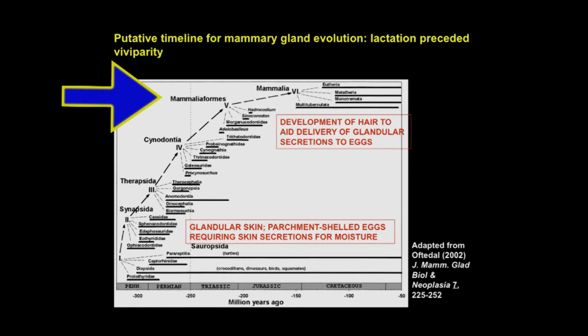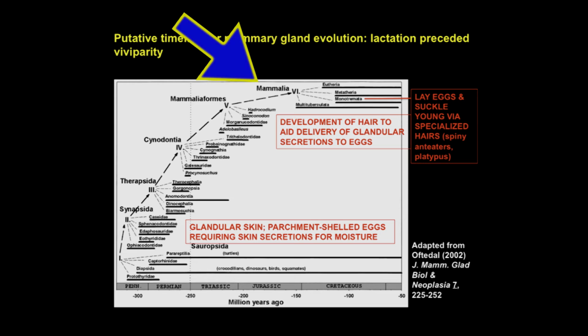The development of hair has been argued to be possibly a specialization that could have aided in the delivery of glandular secretions to eggs. So the mammals that exist today fall into several classes, of which the monotremes still lay eggs, and they lack nipples and suckle their young via specialized hairs. And these animals include the spiny anteaters and platypus.